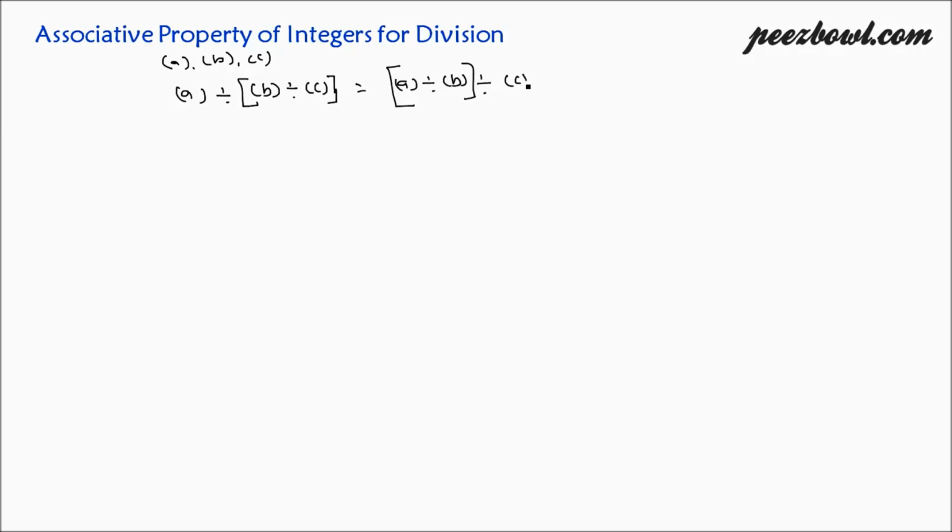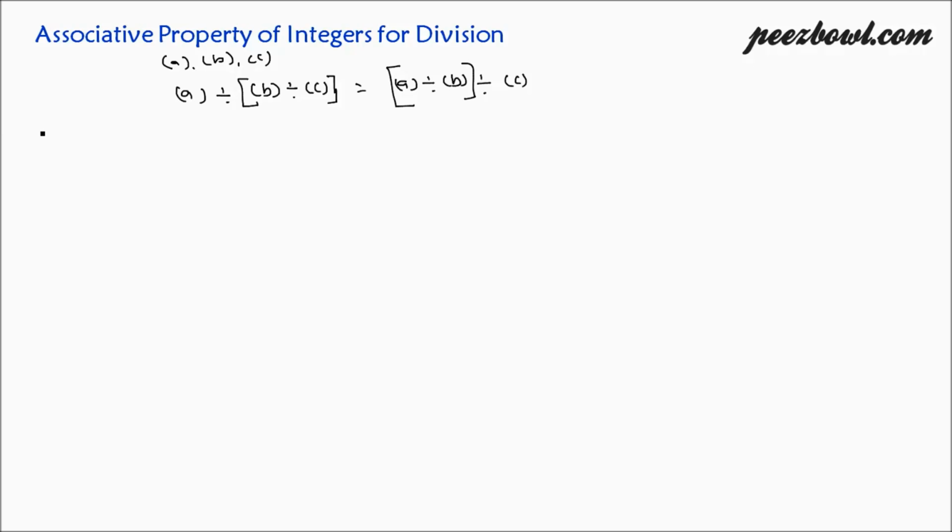On my left hand side, I have grouped b and c together, that is b divided by c will be performed first, and on my right hand side, a and b are grouped together, that is a divided by b will be performed first. And as per this property, both should have equal value. Left hand side and right hand side should have equal value. Let us try to find out whether this property is true for integers or not.